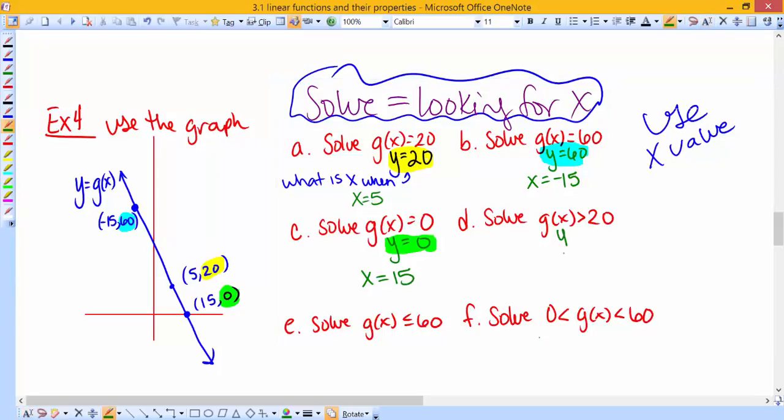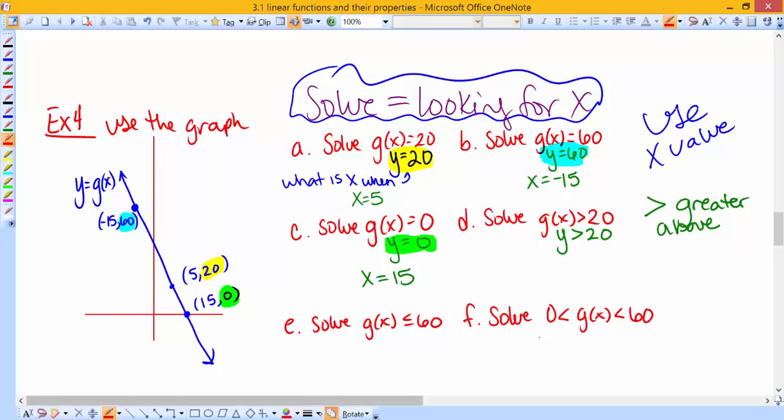I want to solve where y is greater than 20. So now this gets to be a little bit tricky. When I see this sign, it means greater, which means I want above. I want where the graph is above 20. So I'm going to use pink.